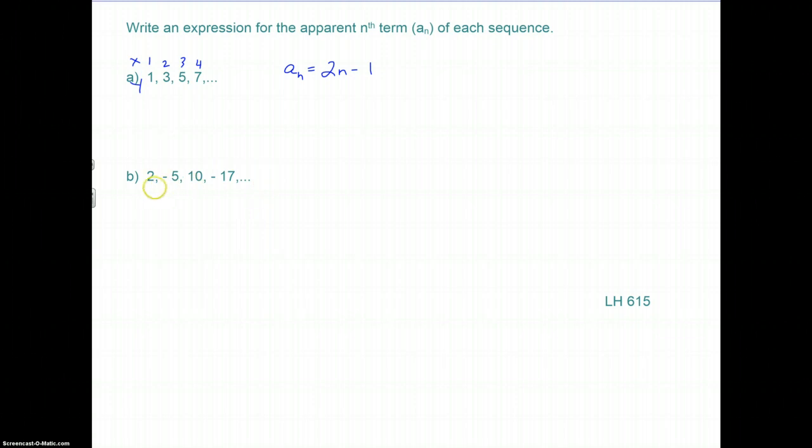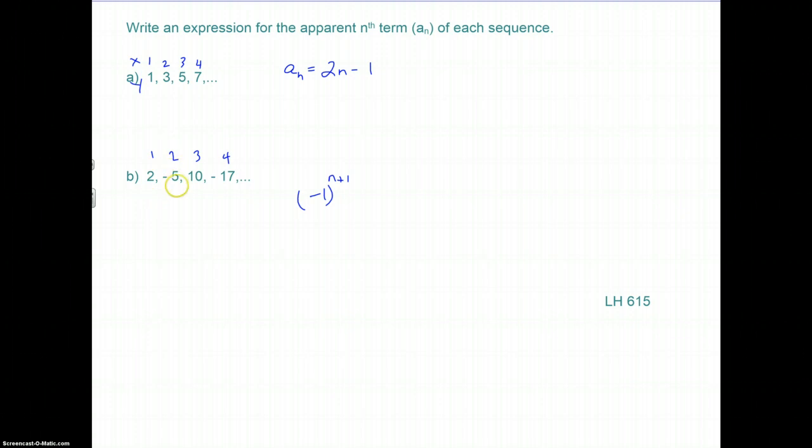Okay, let's look at the next one. The next one's interesting because notice the sign changes. And the way we can make the sign change is to use -1 to a power. Here we want the odd numbers. This is again term 1, term 2, term 3, and term 4. We want the odd powers to be positive and the even powers to be negative. So the way we do that is we can say -1 to the n plus 1 or n minus 1. It doesn't really matter, but that'll just make the even ones come out to be positive.